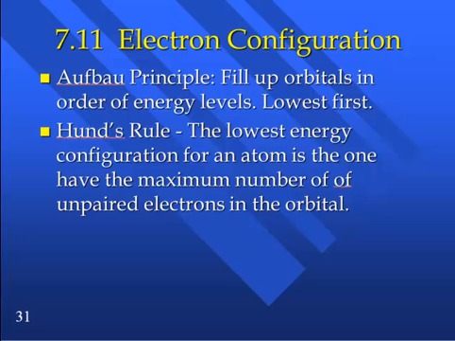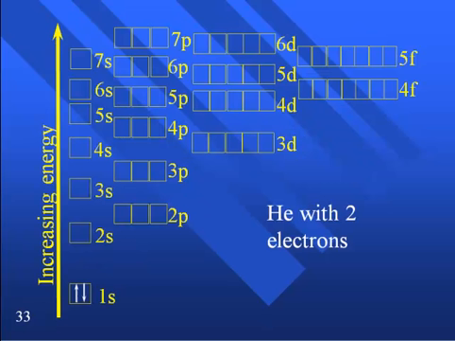So let's look at this first thing, the Aufbau Principle. Now Aufbau just means filling up. So what that means is that when electrons fill orbitals, they're going to start with the lowest energy level first. So let's look at a simple diagram. Here's the electron configuration for helium, but let's imagine an element with maybe 7 electrons, something like nitrogen. Well, the next electron would go right here.